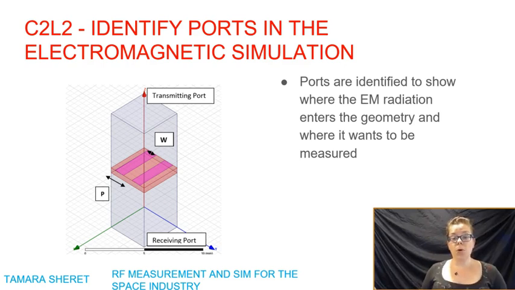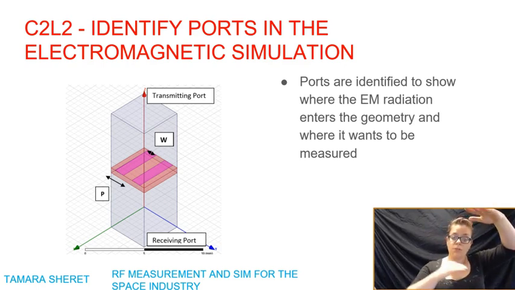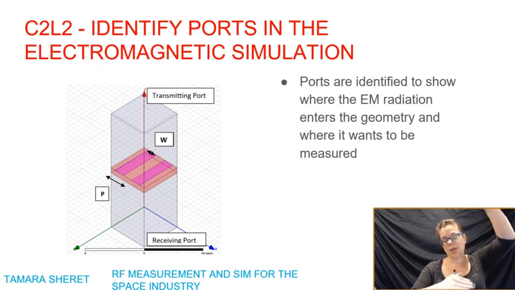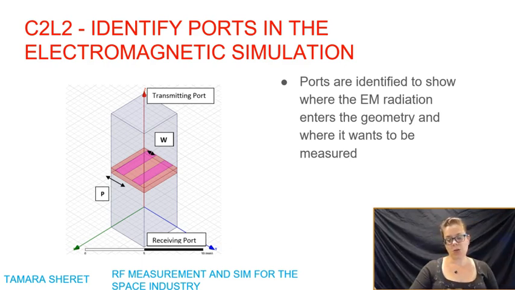So you set up your ports where you want your radiation to go from and to go to. Very similar ideas to when we were setting up on our vector network analyzer. You transmit from one port and receive on the other. You transmit from the top port and you receive on the bottom port in this instance. So the EM radiation is coming down through the plane of the simulation.